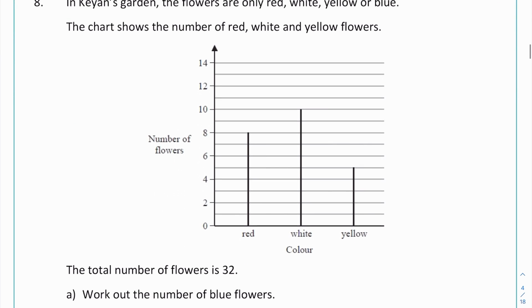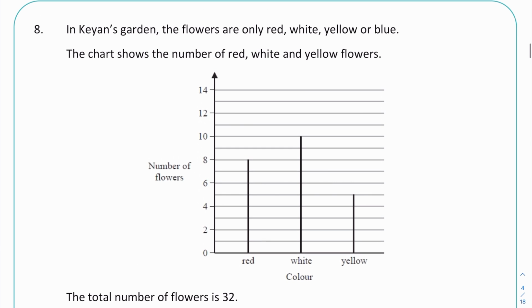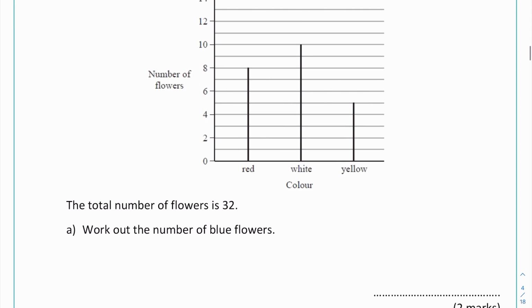For the next one, we have in Kian's garden, the flowers are only red, white, yellow or blue. The chart shows the number of red, white and yellow flowers. It did say that there was blue as well, so that's not shown on the chart. It says the total number of flowers is 32, work out the number of blue flowers. So if we read from the chart, we have 8 red, which you can see by just tracing along to here. So 8 red, we've got 10 white, and we've got 5 yellow. And careful with that one because that one does fall in between the 4 and the 6, so just make sure you read the scales carefully.